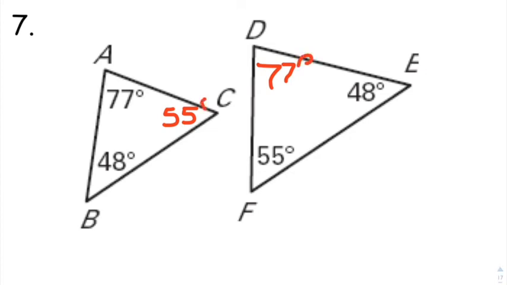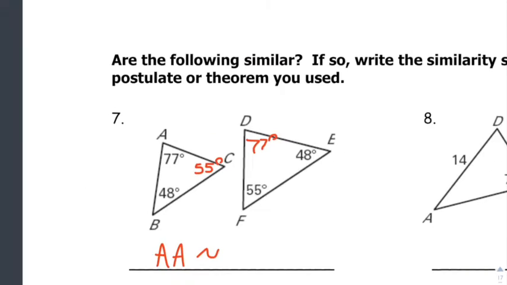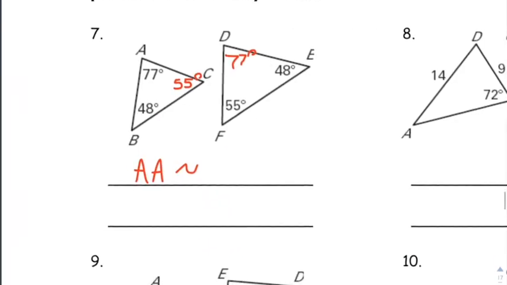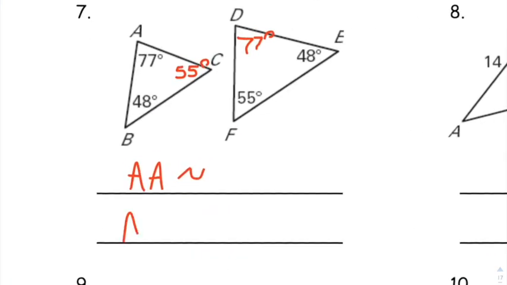All right, and then since you have those right there, we can say by the angle similarity postulate that these triangles are similar. And then let's go ahead and label the correct ones here. So we'll say triangle ABC is similar to triangle DFE.